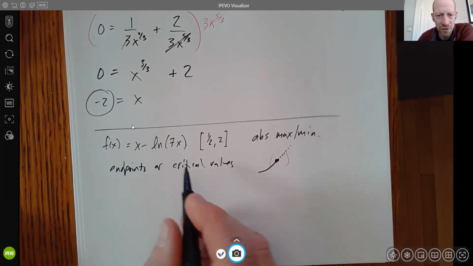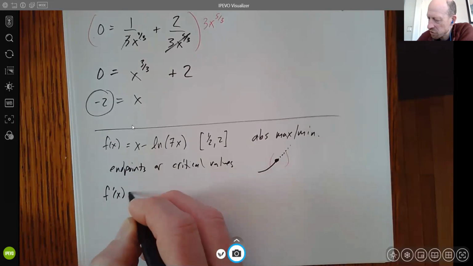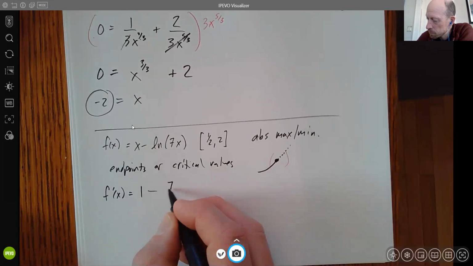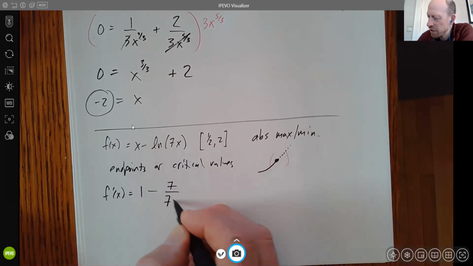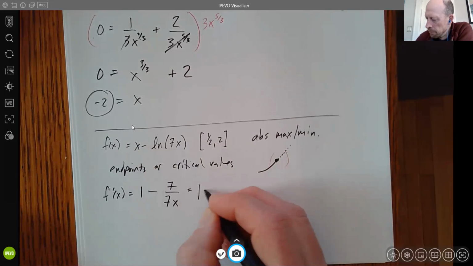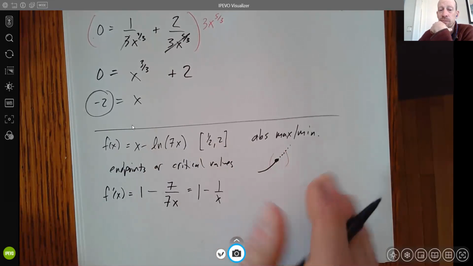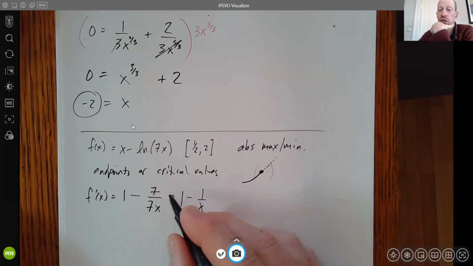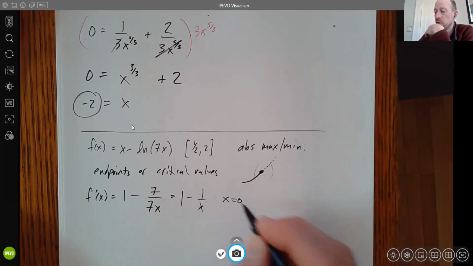So, okay, back to the question. I'm interested in the critical numbers, especially. So derivative of x is 1, derivative of the natural log of 7x is 7 over 7x. So that's 1 minus 1 over x. In order to find the critical numbers, remember we first look at where it is undefined. It's undefined at x equals 0.